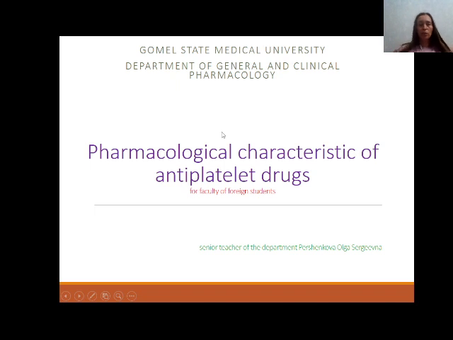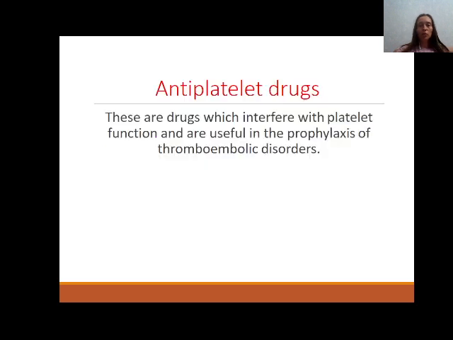Hello dear students, today's topic is the pharmacological characteristic of antiplatelet drugs. Antiplatelet drugs are drugs which interfere with platelet function and are useful in the prophylaxis of thromboembolic disorders.